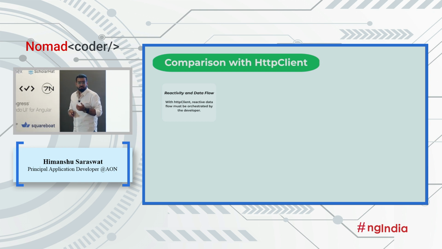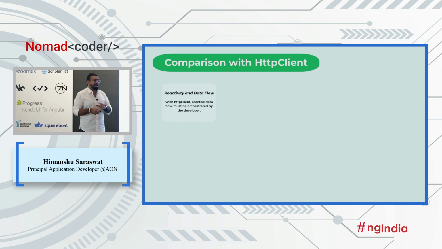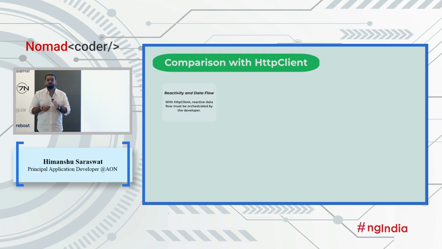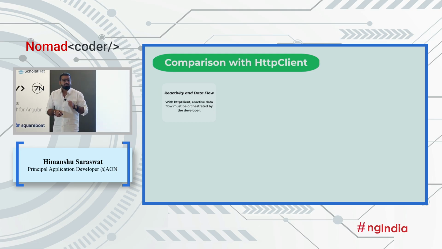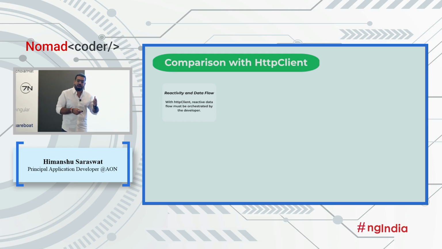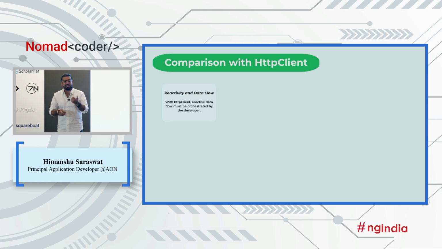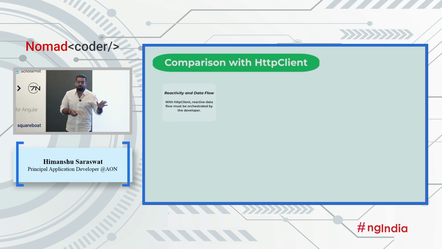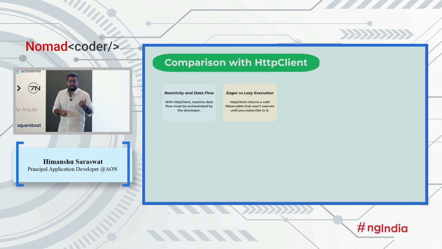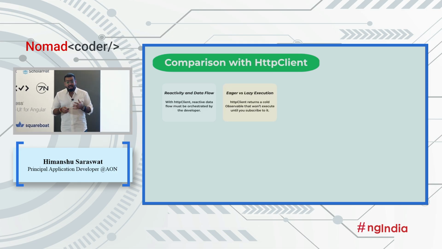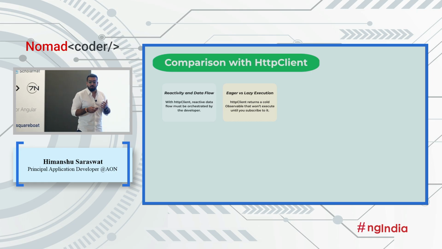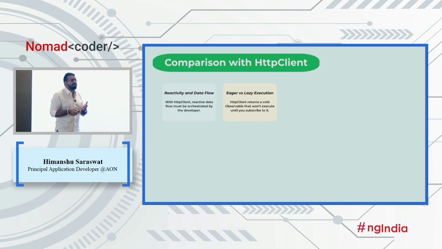Reactivity of data flow. As I said, with HTTP client, the whole data flow has to be orchestrated by the developer. You need to write your subscription, switch map, async pipe, and what not, right? And you should also remember to unsubscribe from the observable streams that you just created. You get rid of all that mess when you use HTTP resource. Eager versus lazy loading. HTTP client always returns a cold observable that won't execute until you subscribe to it. So you are responsible for doing that.